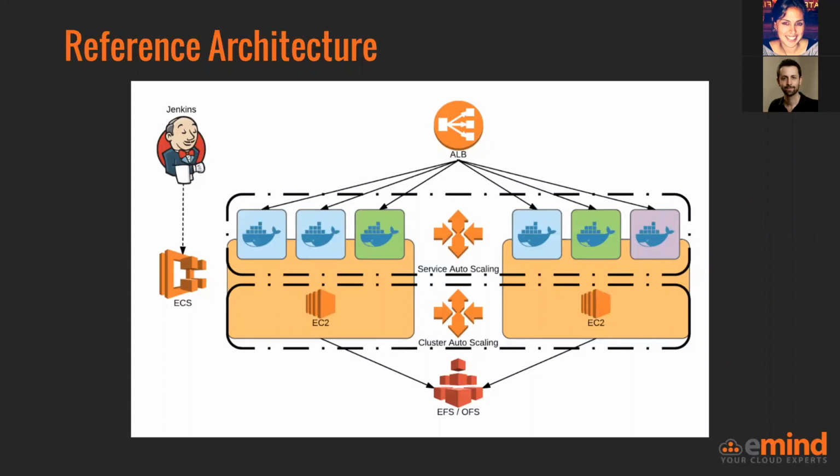This is the reference architecture we are going to use throughout the session. What you're seeing is an ECS cluster running Docker applications using a shared storage solution with an application load balancer on top and a Jenkins server for continuous integration and delivery. Now, we will go deeper in the following sections.